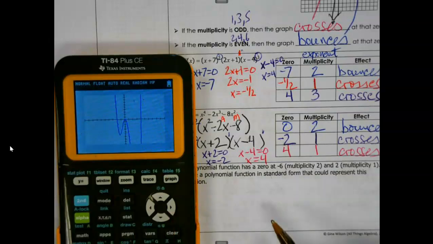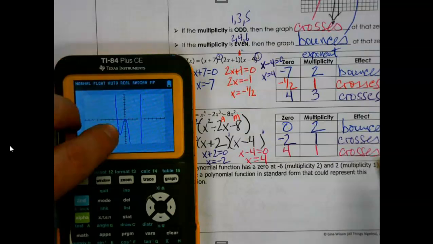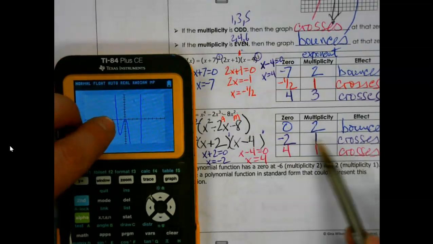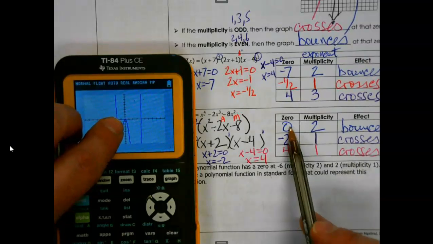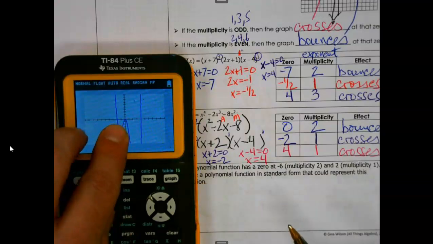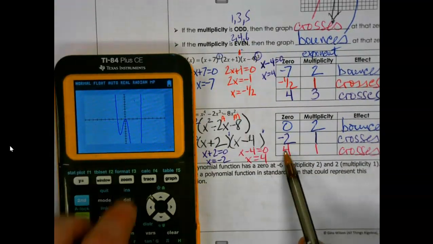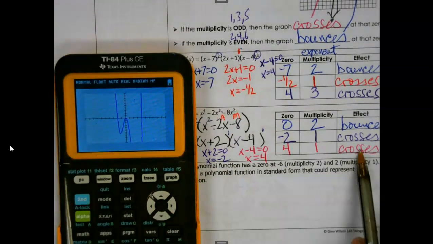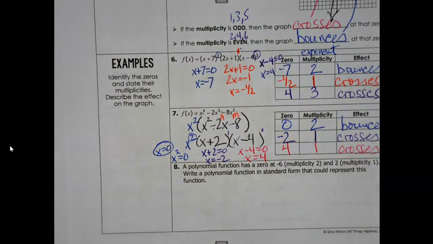And then I'd come back here and I'd say, okay, at -2, it goes straight through. It crosses. At 0, it bounces off the axis. And then when I get to 4, straight on through. So you can use the calculator if you need to, okay, to get to that last part.